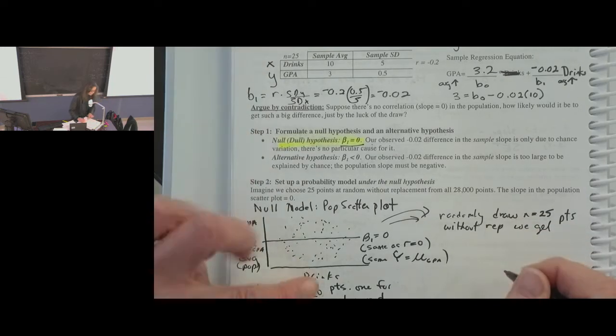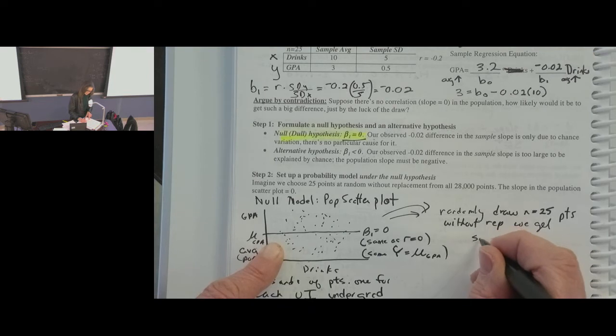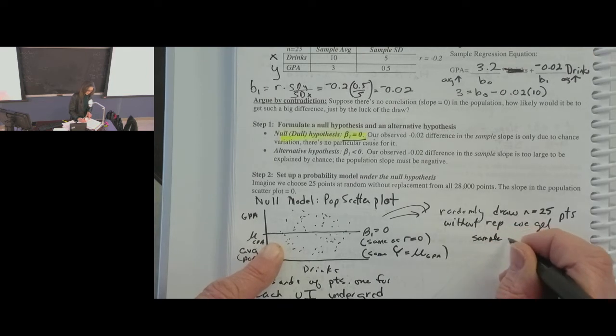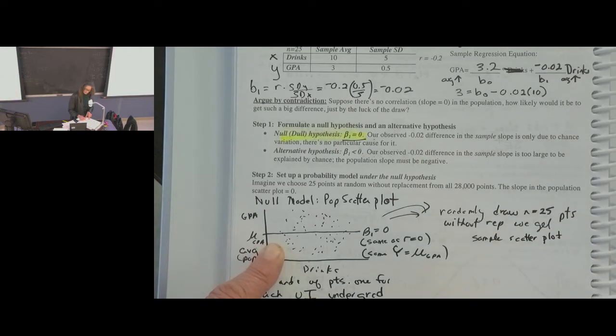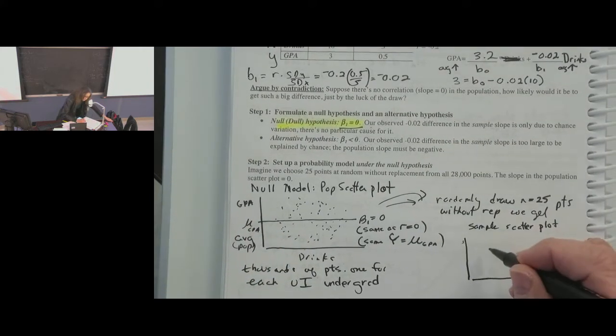And then we get a sample scatter plot that doesn't have a flat line. We get a sample scatter plot that isn't straight. It has a negative line. It's small, but it's negative. Okay, so that's what we get, and it only has 25 points.